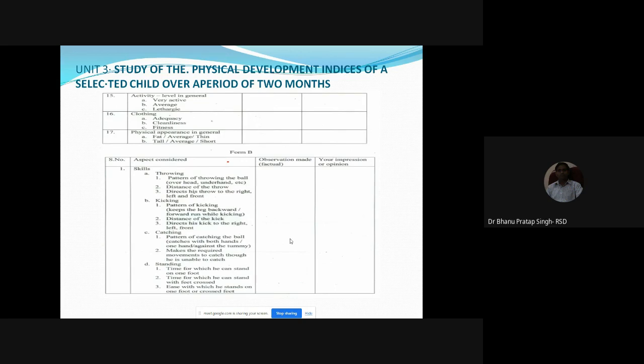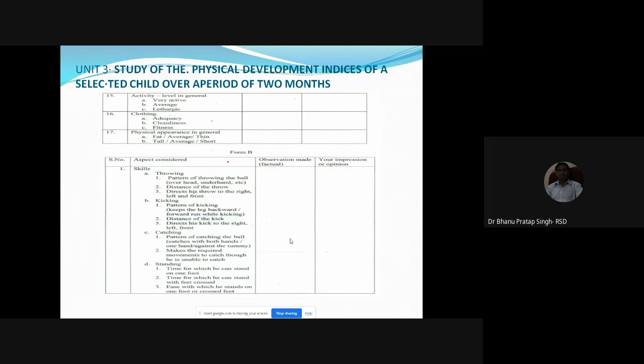Next, activity level in the journal means whether the child is very active, average or lethargic. You have to write there. Clothing, adequacy, cleanliness and fitness. Physical appearance in general, whether the child is fat, average, thin, or as far as height is concerned, whether tall, average, or short. So this is about Form A. Similarly, Form B is there, and there are several aspects. You have to write your observation with your actual impression or opinion.